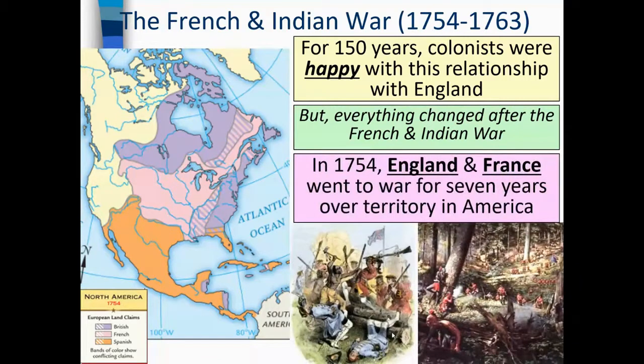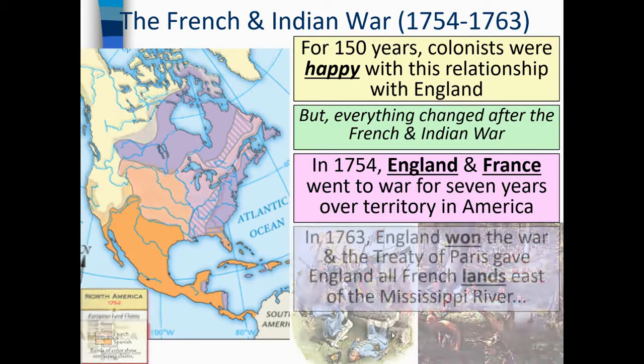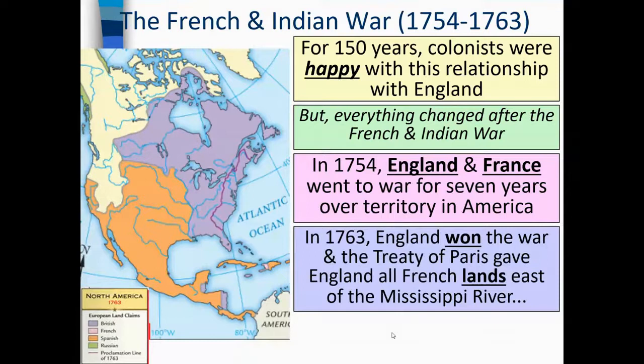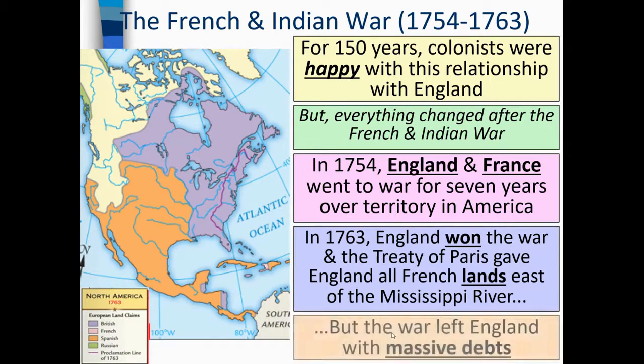In 1754, England and France went to war for 7 years over territory in America. In 1763, England won the war, and the Treaty of Paris gave England all French lands east of the Mississippi River. But the war left England with massive debts.